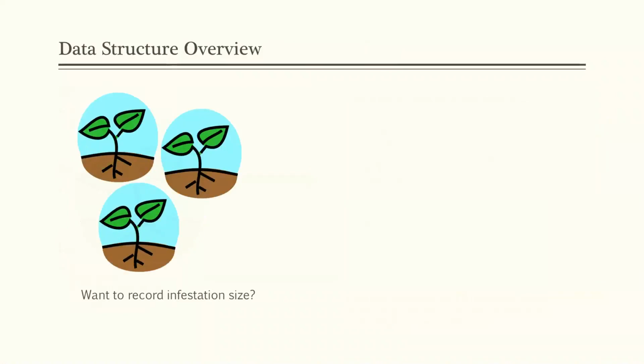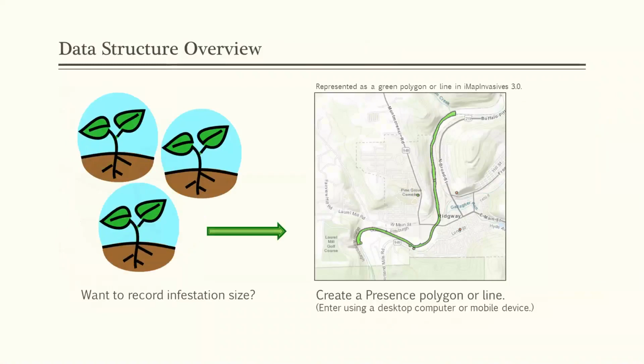If you're out in the field and you see a large patch of something and you want to record the infestation size of that patch, you would create a presence polygon or a line. And you can do that either with the desktop computer or your mobile device. You can't use the mobile app to create polygons and lines. It's only used to create points at this point in time. And these are represented as a green polygon or line on the map.